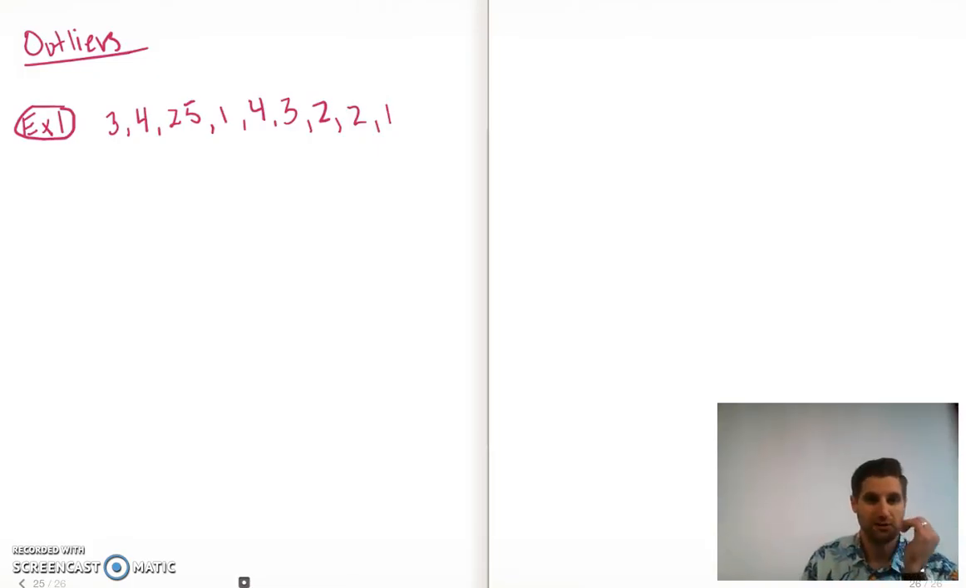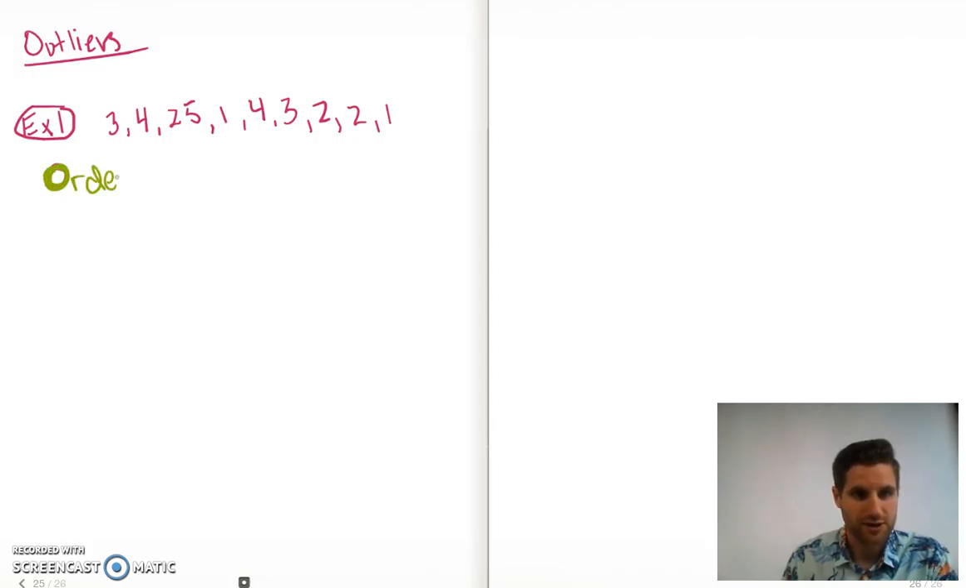Last thing I want to talk about is outliers. Okay? An outlier is a number that looks out of place with the rest of the numbers. An easy way to do this is to order them. So let's go ahead and order these first. Let's switch my color here. Let's go with this greenish color. Okay, so let's put them in order.